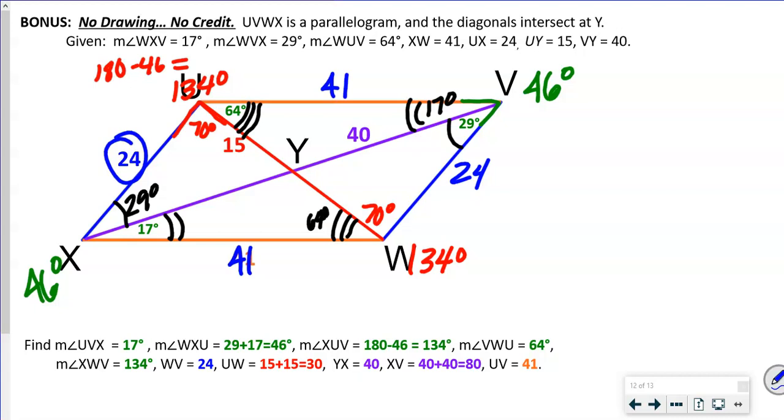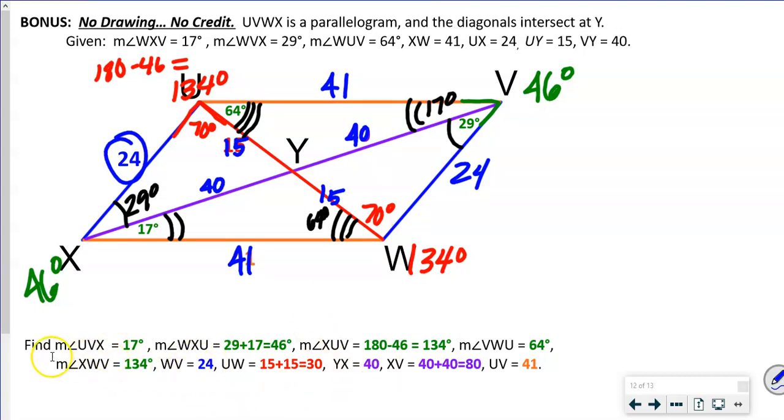Remember, what do diagonals do to each other? So if this is 15 right here, then this has to be 15 right here. And the whole length has to be 30 of the diagonal, yes. This part of the diagonal up here is 40. So this part down here has to be 40. So the whole diagonal has to be 80.